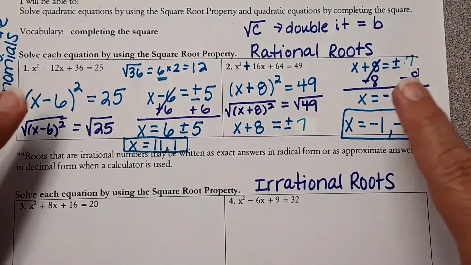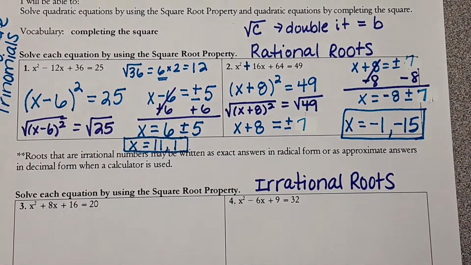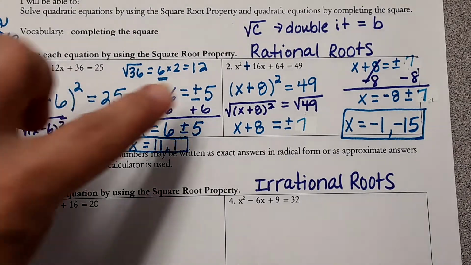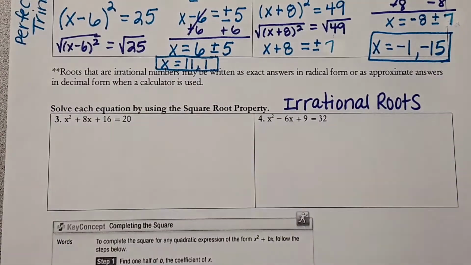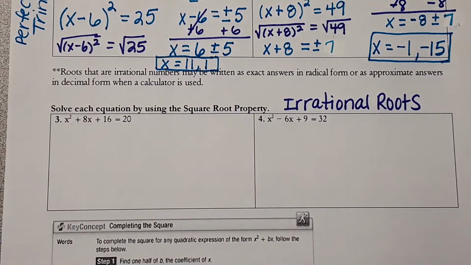Now, these are rational roots. That means that you can take the square root of the number on the right-hand side. That's why it's rational, because it's the square root. But in examples 3 and 4, you're not going to be able to take the square root of that right-hand side. So it's called an irrational number because you're going to be left with the square root. That's the difference between 1 and 2 and 3 and 4: these are rational roots and these are going to be irrational roots. We're going to do it the same exact way.